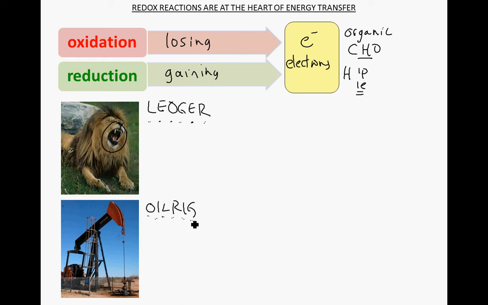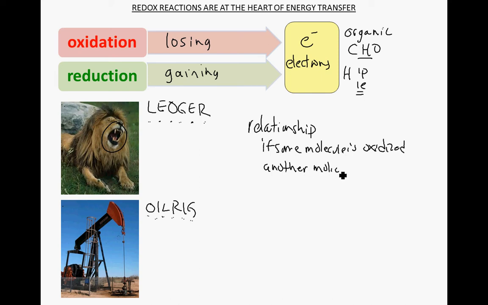So before we move on here, the relationship is that these two things are inverses of one another. If some molecule is oxidized, another molecule is reduced. And these things go hand in hand. If something is going to be oxidized, something else has got to be reduced. You can't have an oxidation without a reduction, and vice versa. You can't reduce something without something else being oxidized.